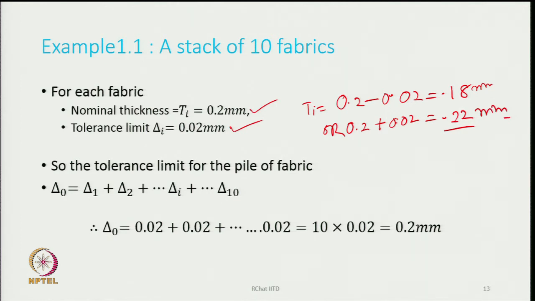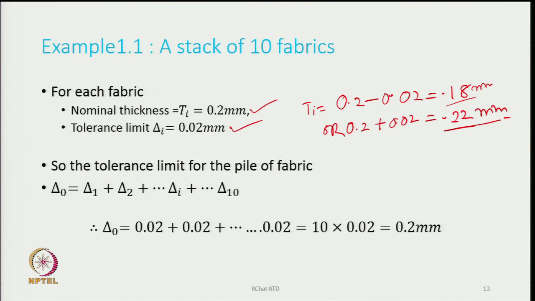That means, I have 10 fabric layers, and for all of them the nominal value is 0.2, but the tolerance has been given, which is 0.02 mm. That means, in the worst case I will have some fabrics of 0.18 mm, and in the other worst case all the fabrics are thicker and each fabric may be 0.22 mm. These are the two different extreme scenarios.